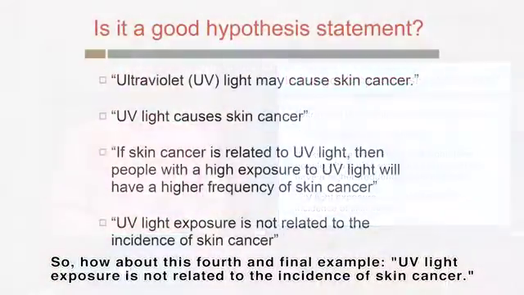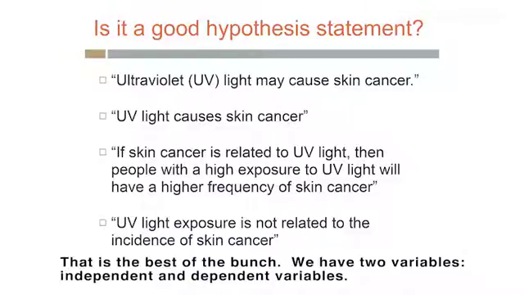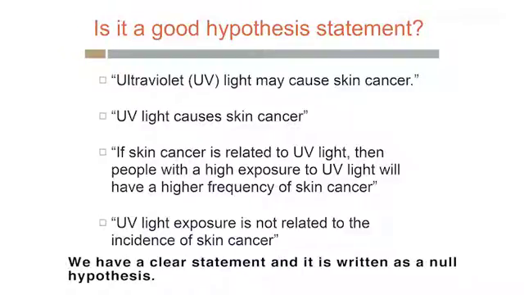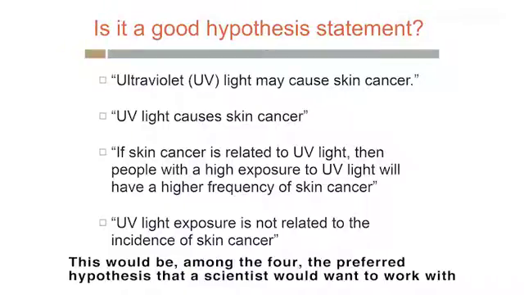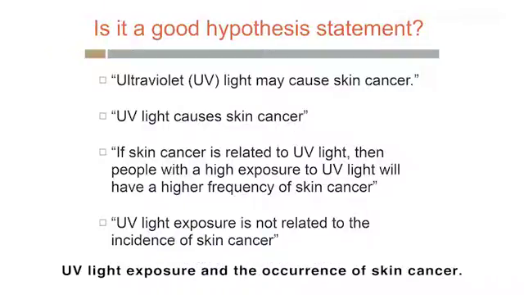So how about this fourth and final example? UV light exposure is not related to the incidence of skin cancer. That's the best of the bunch. We have two variables, independent and dependent variables. We have a clear statement, and it's written as a null hypothesis. This would be, among the four, the preferred hypothesis that a scientist would want to work with in doing research on the relationship between or the lack of relationship between UV light exposure and the occurrence of skin cancer.